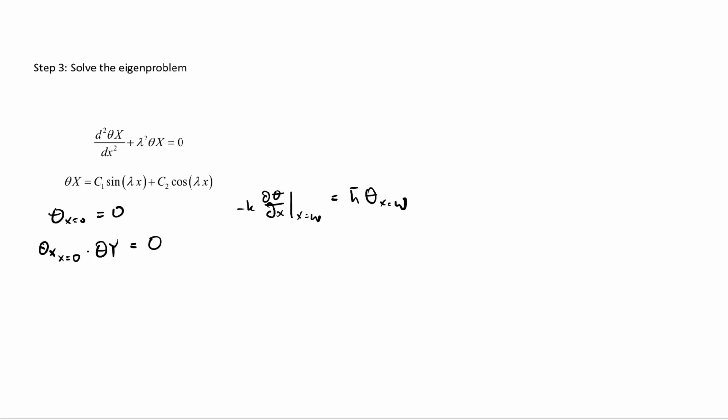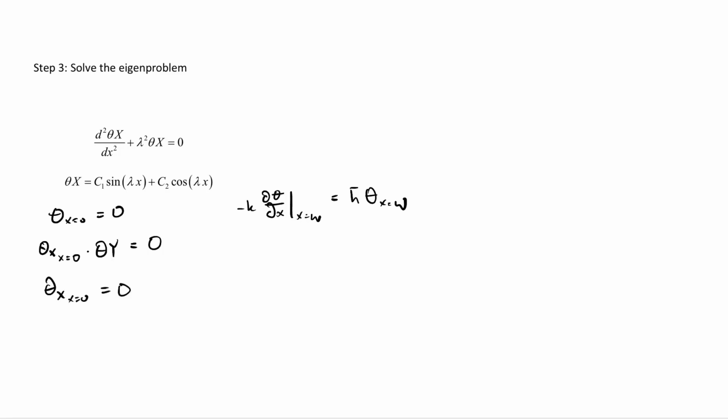Theta y is not changing as a function of position x, right? Theta y is a single function only in terms of y. So when we're looking at just the x part of the boundary condition, that can divide out. It's effectively a constant that we can divide out. So we end up with theta x at x equals 0 is equal to 0.